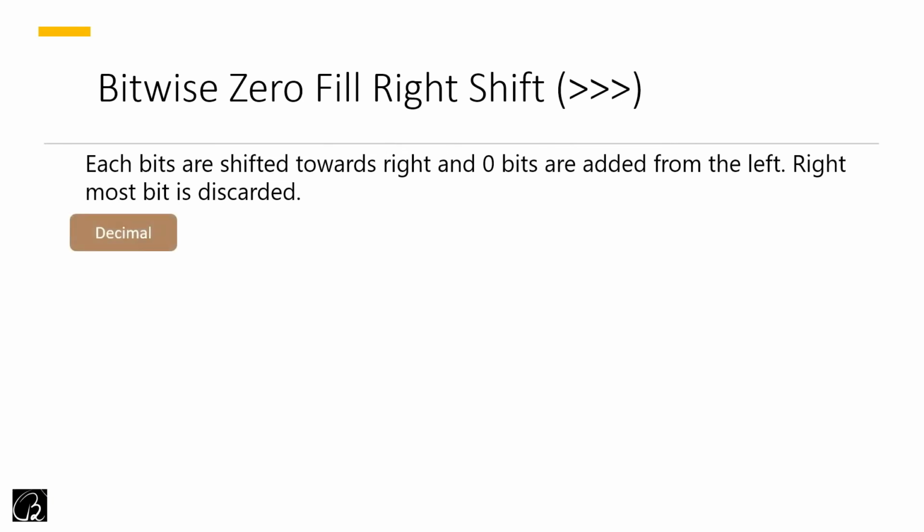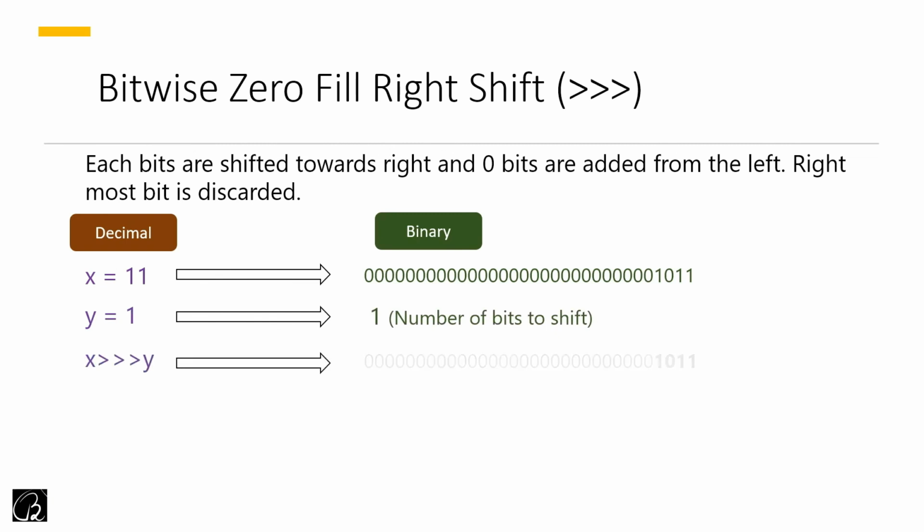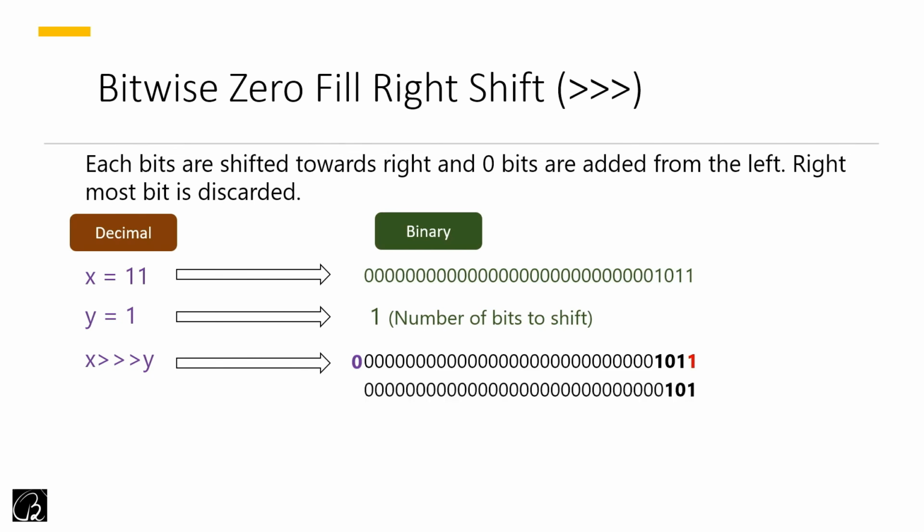So again the same thing, if I take one variable x equal to 11, this is a binary transformation of it, and we are taking y equal to 1, that is the number of bits we want to be shifted. Now if I do x triple greater than y, this is what will happen. This will be shifted towards right, 0 will be added from left, and the rightmost bit, that is 1, which is the extra one, will be discarded. So again we will be getting something like 5.